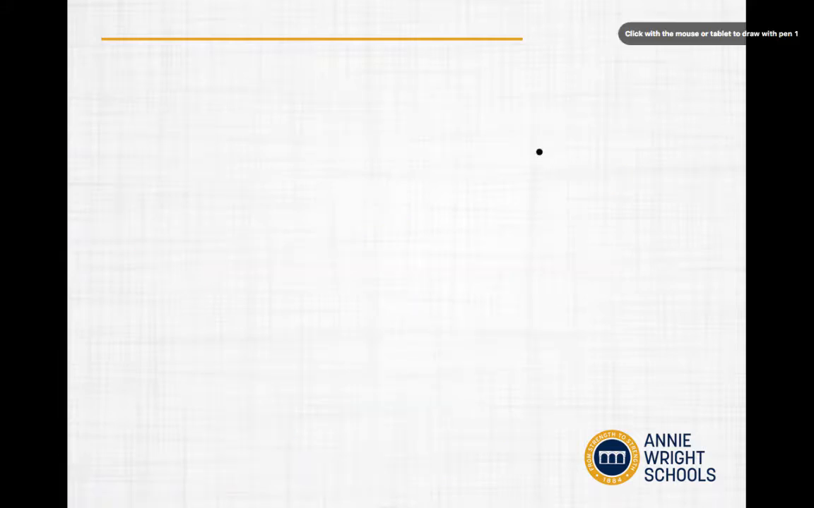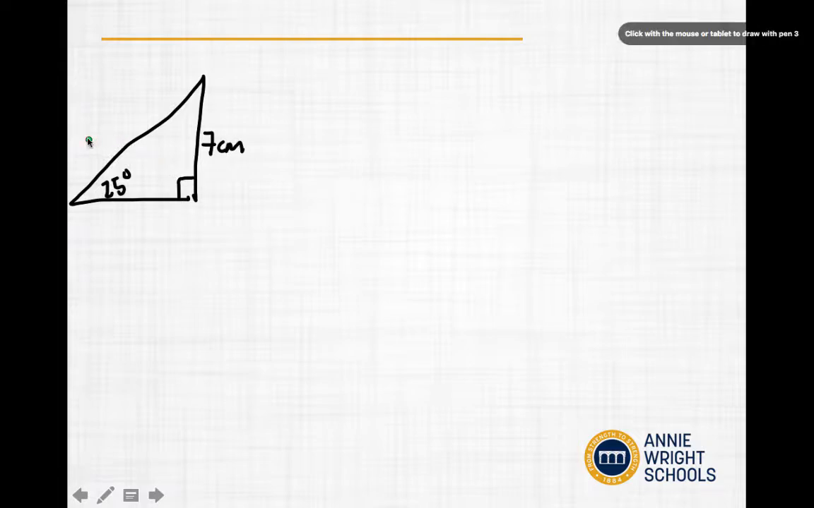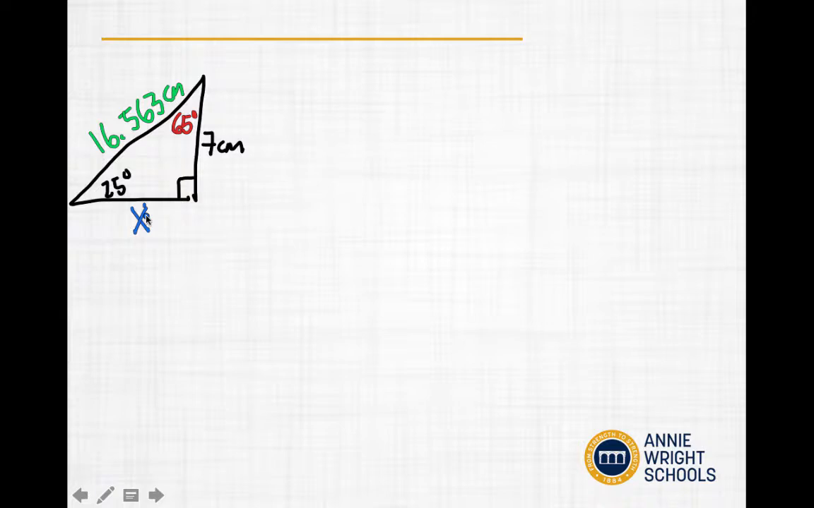Alright, I had to clean up that slide so we could do some more work. Let's review what we know. We've got this right triangle. We were given that this was 25 degrees and that this was 7 centimeters. We calculated that this hypotenuse, using the sine of 25 and the opposite over the hypotenuse relationship, was 16.563 centimeters. We used a little geometry to figure out that this was 65 degrees. And now what I want to try to figure out is, what is this third side x?